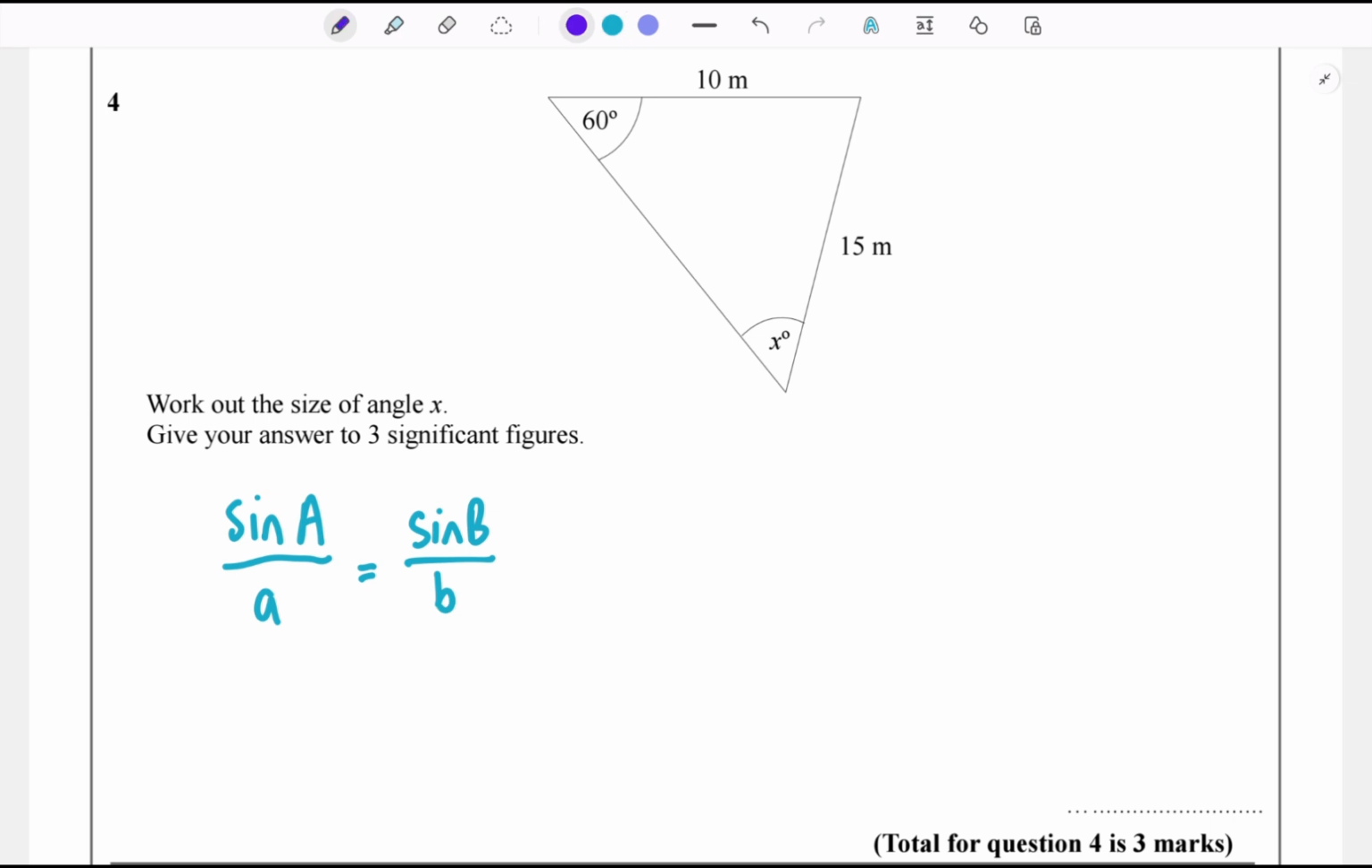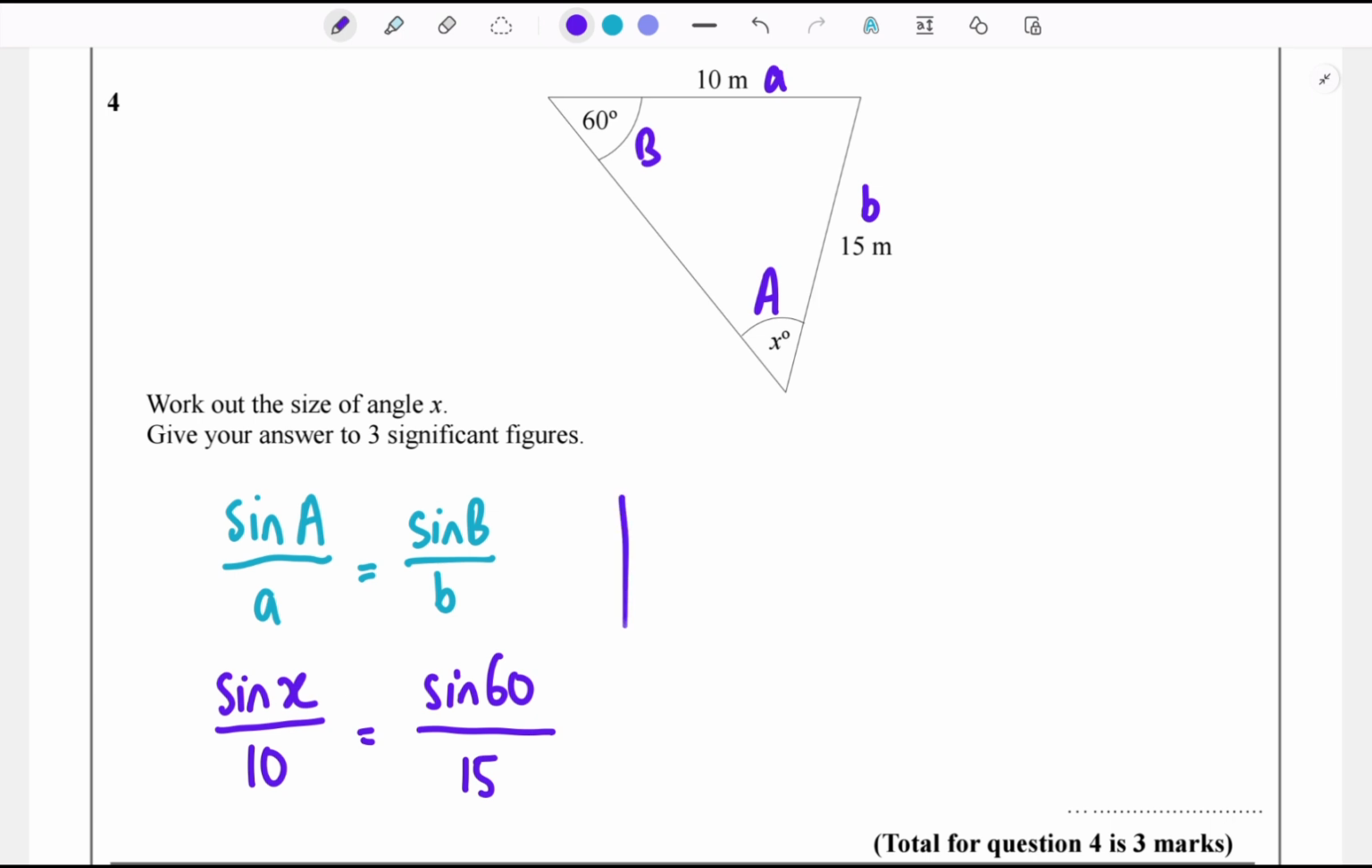So let's label the triangle. We shall call x angle A, so therefore 10 will be length A. We'll call 60 degrees angle B, so therefore 15 meters will be length B. Let's substitute everything into here. So sine A, well, we've defined A as x, over length A, which is 10. That equals sine B, which we've defined as 60, over length B, which is 15.